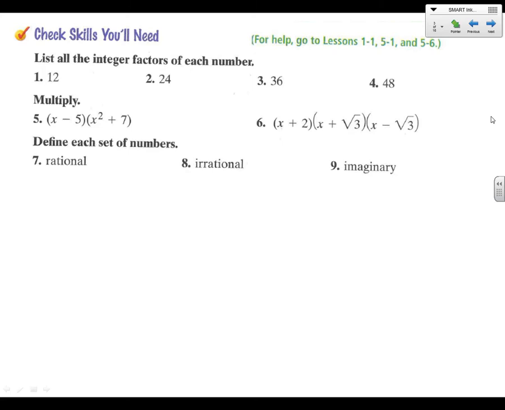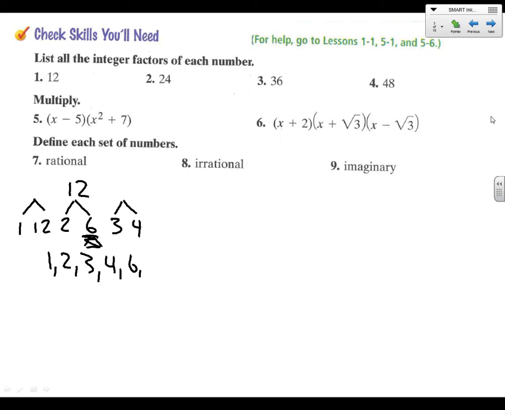List all the integer factors. Number 1. Okay, so 12 breaks down into 2 and 6. And then 6 breaks down into, another way it could break down would be 3 and 4, and I forgot the first one, 1 and 12. So the factors are 1, 2, 3, 4, 6, and 12. All of the numbers that go into 12. So see if you can do 2, 3, and 4, and I'm going to have you do 5 actually, because I want to do 6 here.